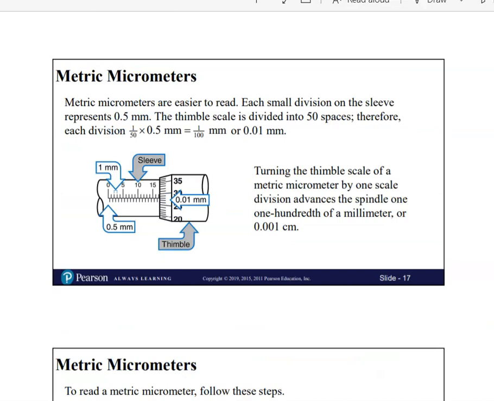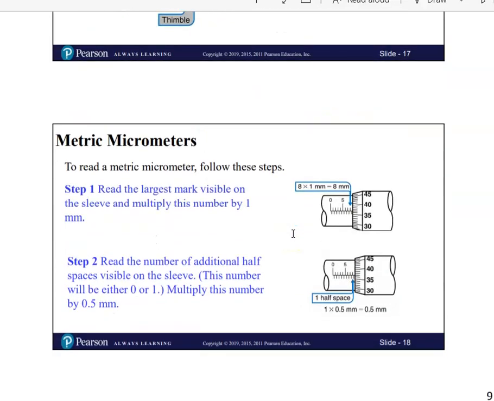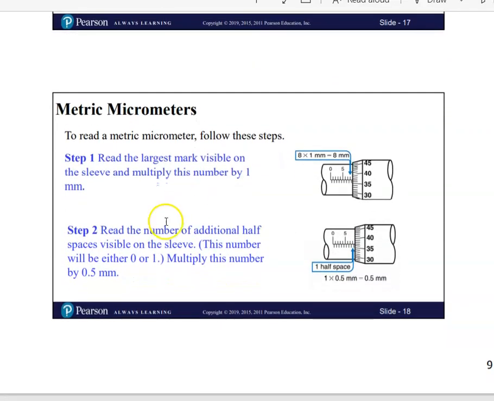Metric micrometers are easy to read. Each small division on the sleeve represents 0.5 millimeters, or 5/10 of a millimeter. The thimble scale is divided into 50 spaces, therefore each division, 1/50th times 0.5 millimeters, is 1/100th of a millimeter, or 0.01 millimeters. So turning the thimble scale of the metric micrometer one scale division advances the spindle 1/100th of a millimeter, or 0.01. To read a metric micrometer, you're going to follow these steps.